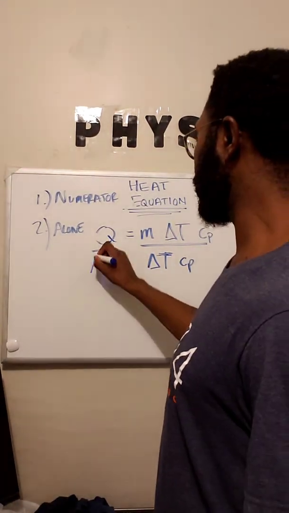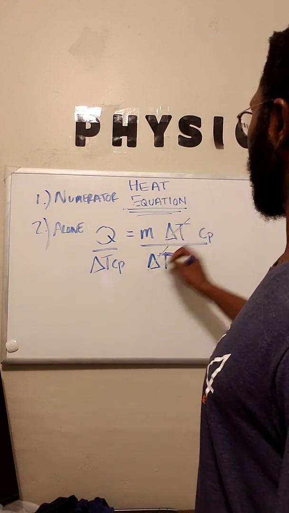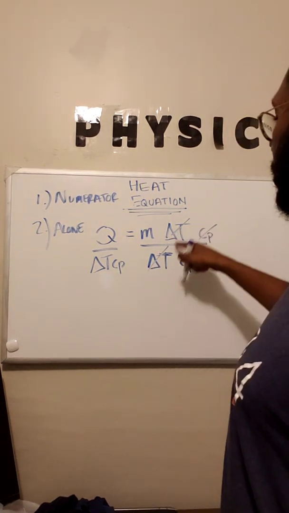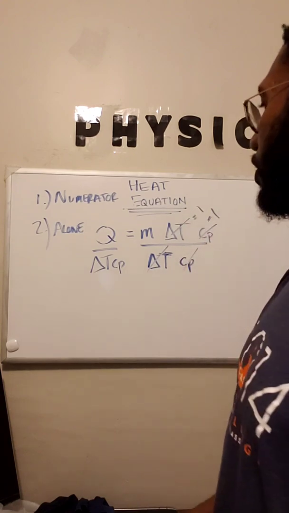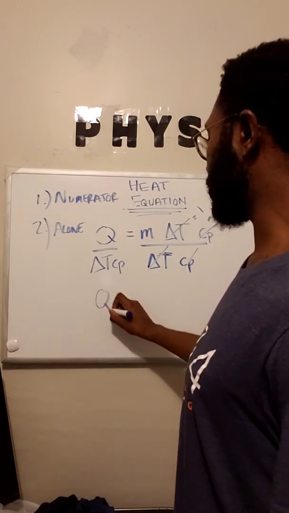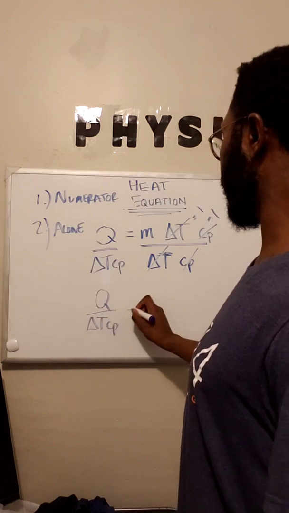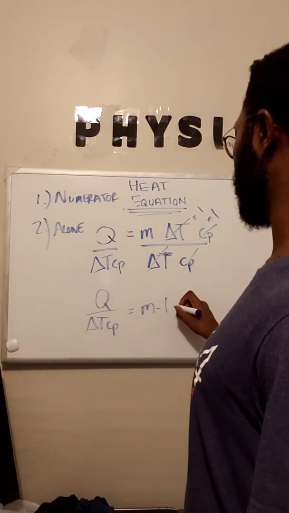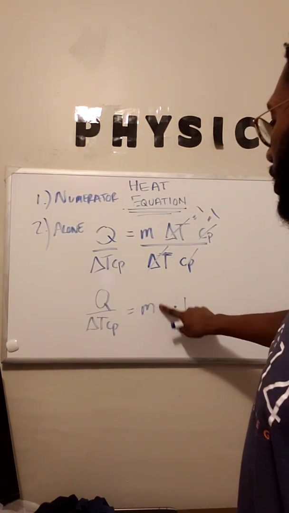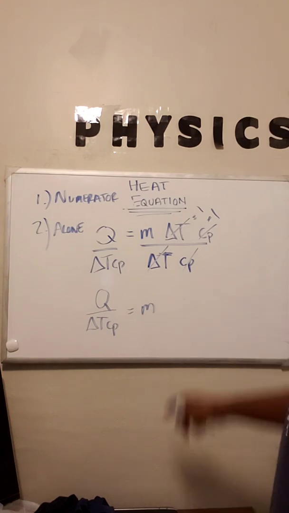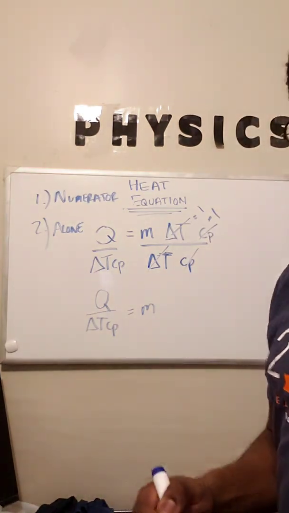All right, so let me do that on this side as well, delta T and Cp. And that allows me to cancel those out because delta T divided by delta T equals 1, and Cp divided by Cp also equals 1. So I end up with heat over delta T times Cp, which equals mass times 1 times 1. And anything times 1 doesn't change. And so mass is equal to heat divided by delta T times the specific heat capacity.